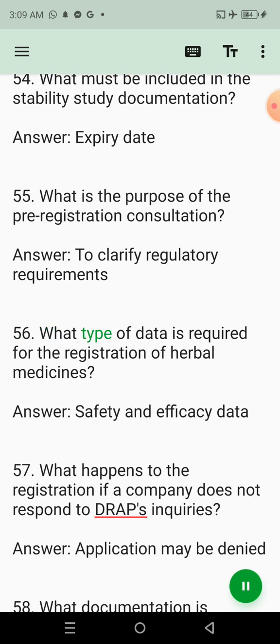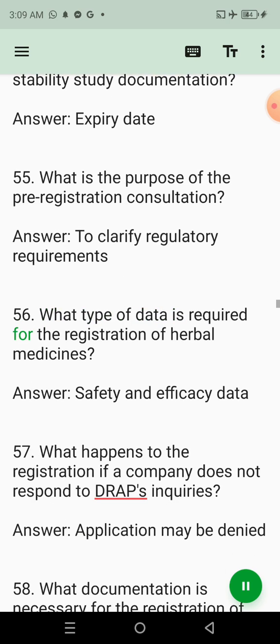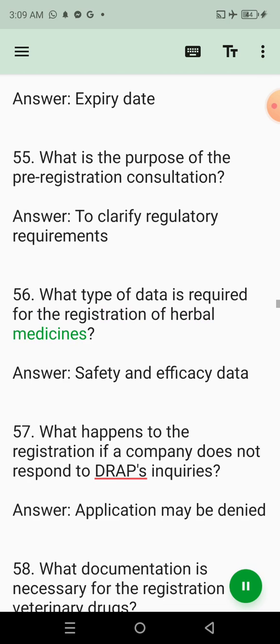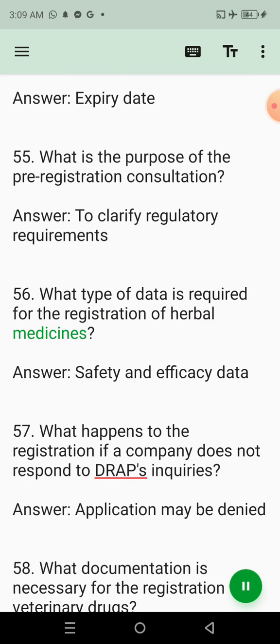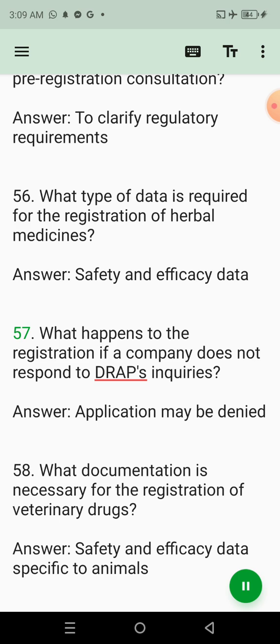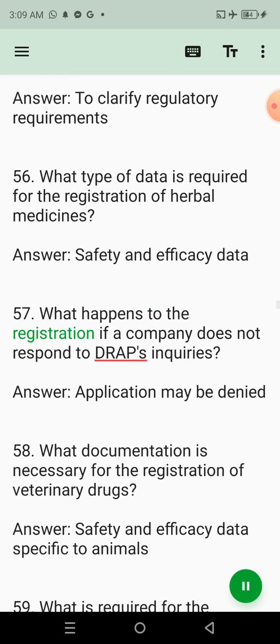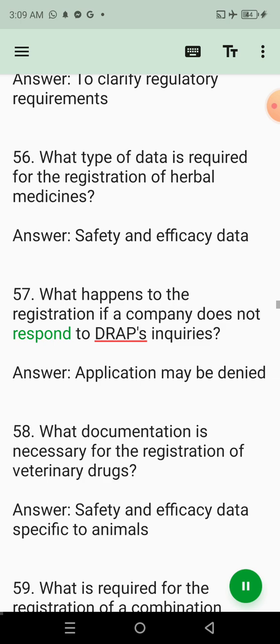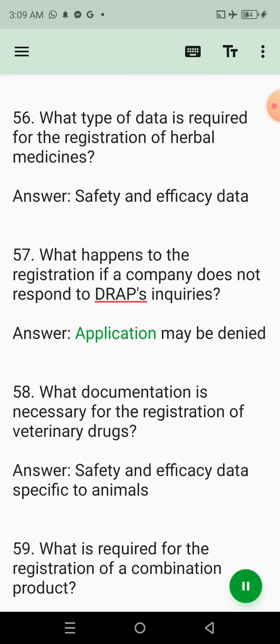56. What type of data is required for the registration of herbal medicines? Answer: Safety and efficacy data. 57. What happens to the registration if a company does not respond to DRAP's inquiries? Answer: Application may be denied.